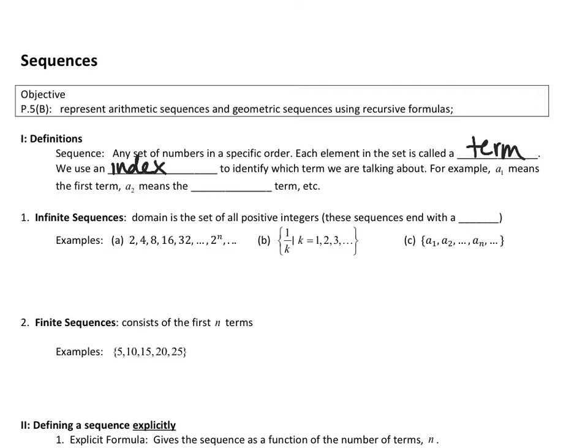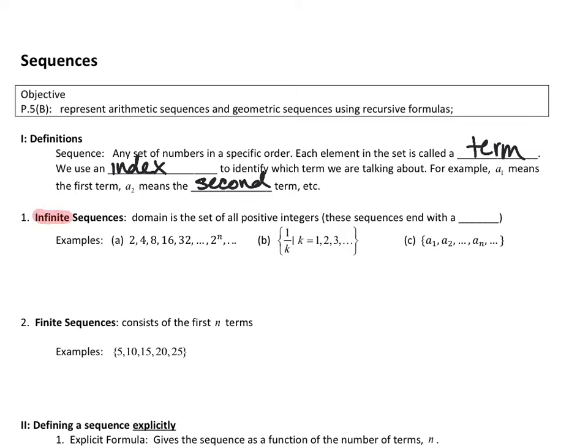So a sub 1, so a with a subscript of 1 means the first term. A with a subscript of 2 means the second term. So we're designating what part of the sequence or what part of the pattern we're talking about with the subscripts or the index. Now there are two general types of sequences, like overarching themes of sequences.